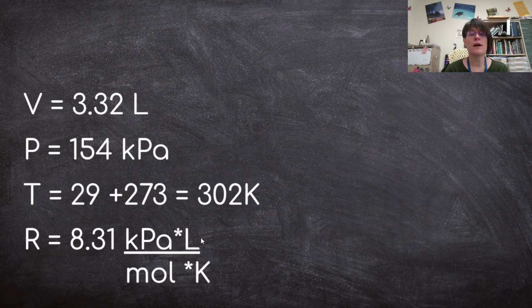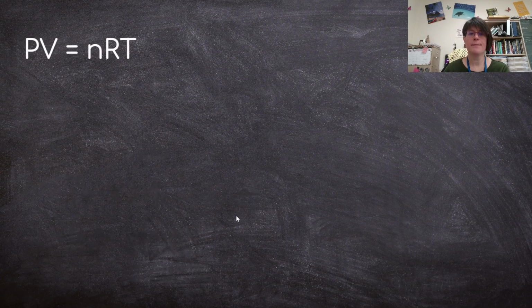So here are the values we're given: volume 3.32 liters, pressure 154 kilopascals, and temperature, where we have to convert the 29 degrees Celsius to Kelvin. When we do that, we get 302 K. And I give you the R value. Now see here, there's only one set of volume, pressure, and temperature numbers. There's not two sets, so that's why we use this equation.